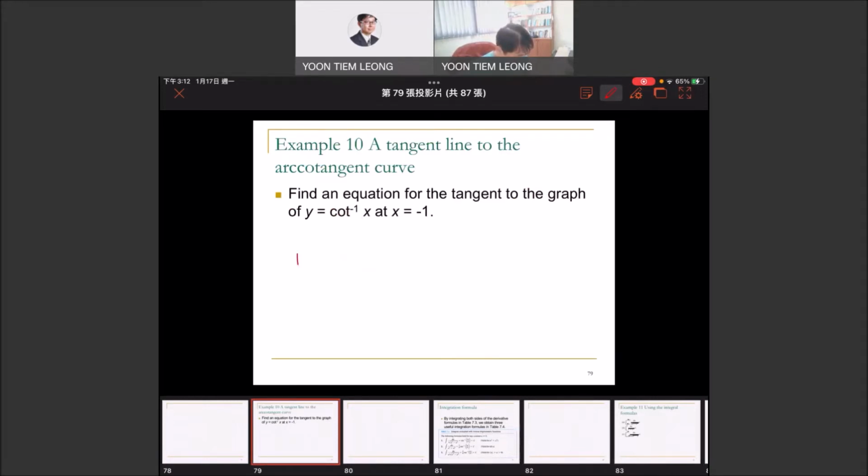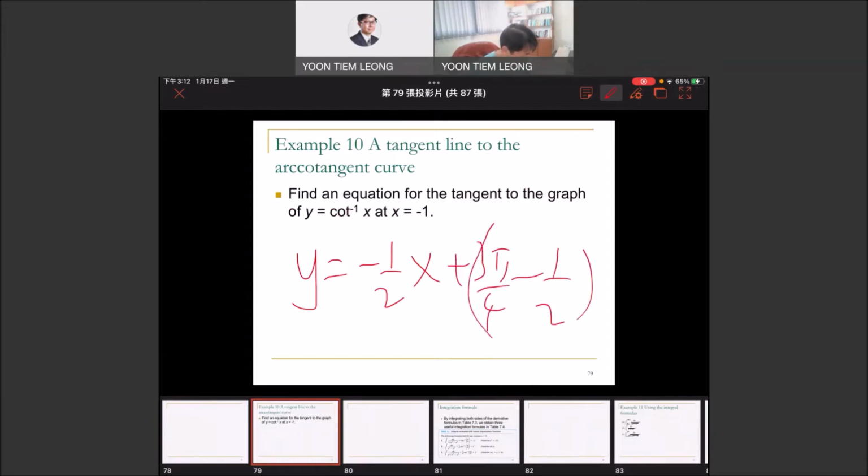I think the answer is the formula -1/2 of x plus 3 pi/4 minus 1/2. Okay, so this is a constant. Now you can check this and see whether I have answered this correctly or otherwise. So that is example 10.